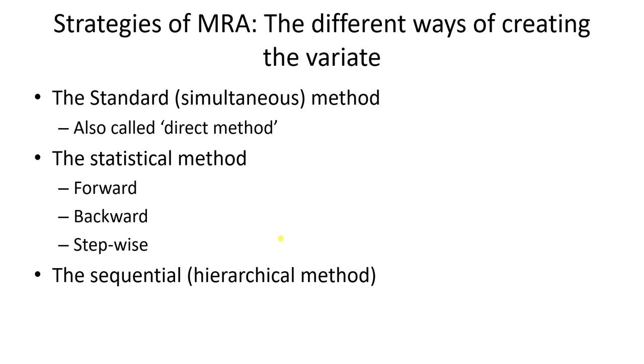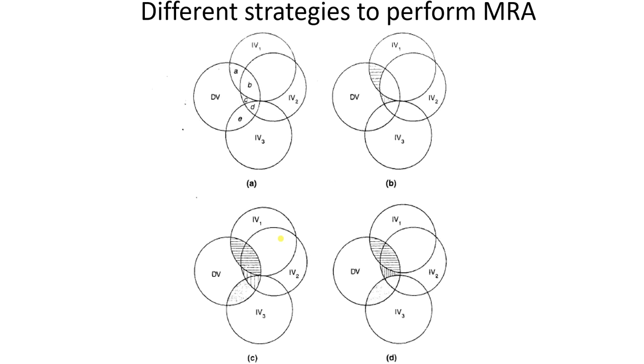But let us have a look. Using a Venn diagram, I will demonstrate these three strategies. Just see the A part. This is the standard, and all are the same. All are just replicas, but the way variables are entered in the equation will differ, and therefore the results and output will also differ, and therefore there are different strategies of doing multiple regression analysis.